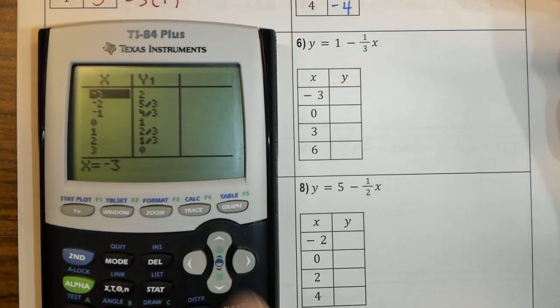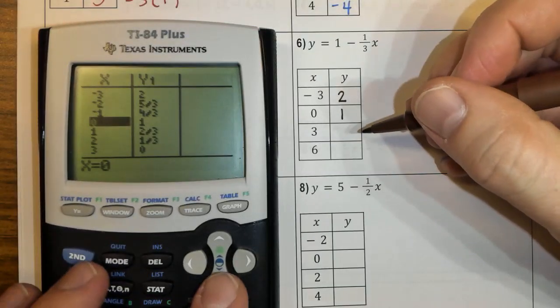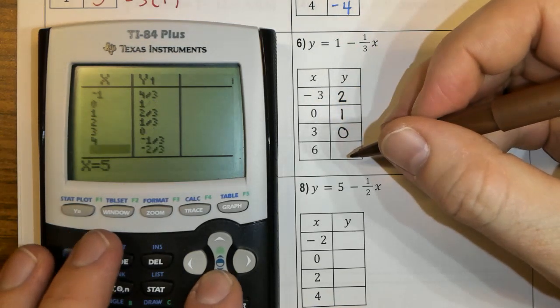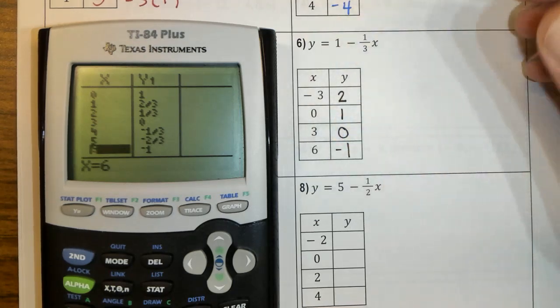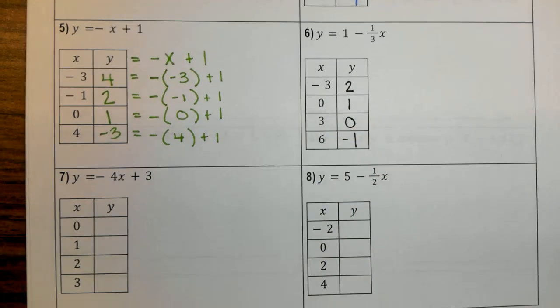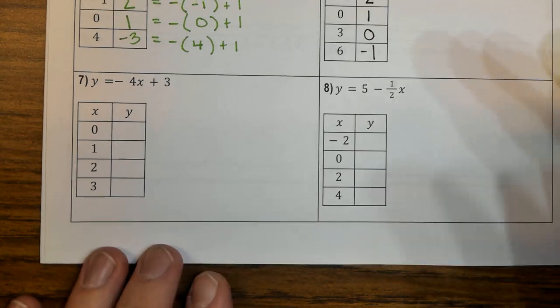So my first one is -3, that's 2, 0, 1, 3, 0, and 6, -1. That was pretty easy. And to the next one. We only got 2 left on this page. Then you get to go to the next page, so that's nice.